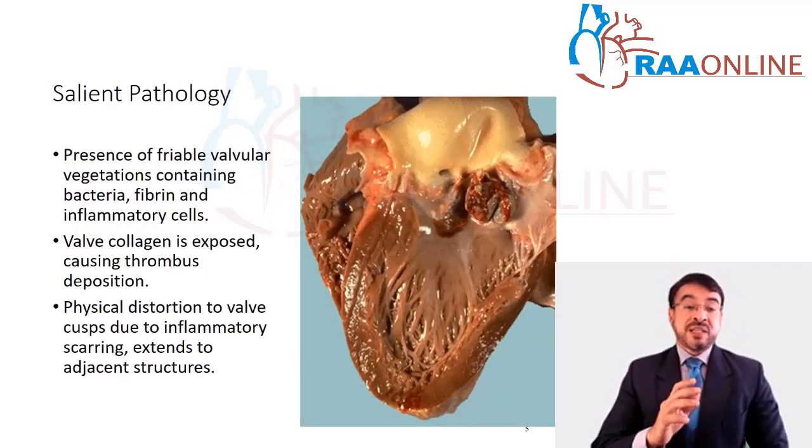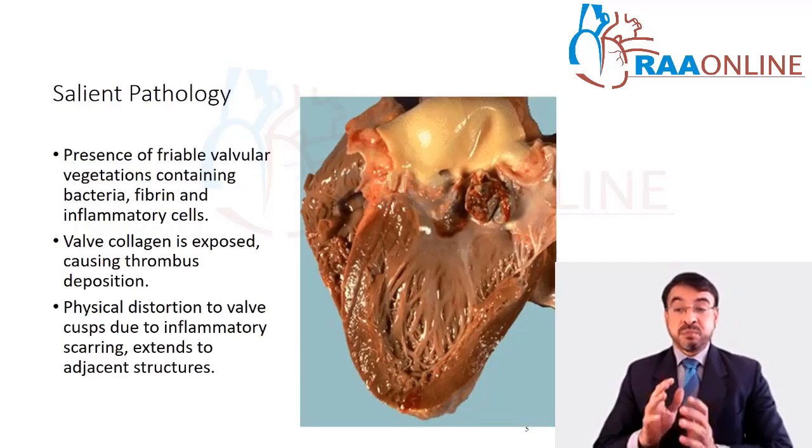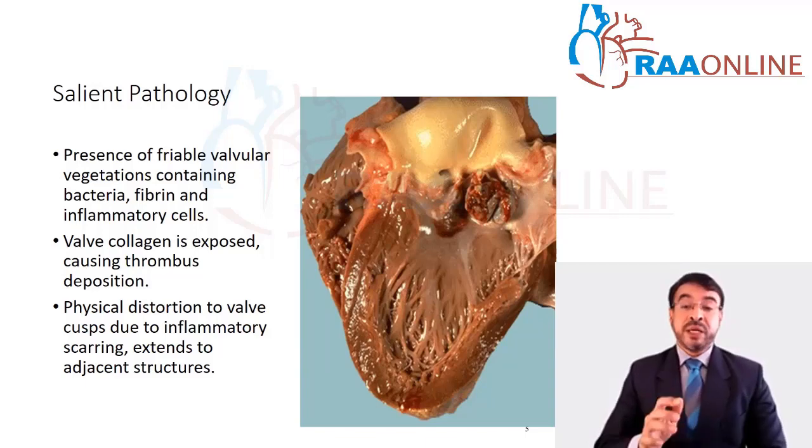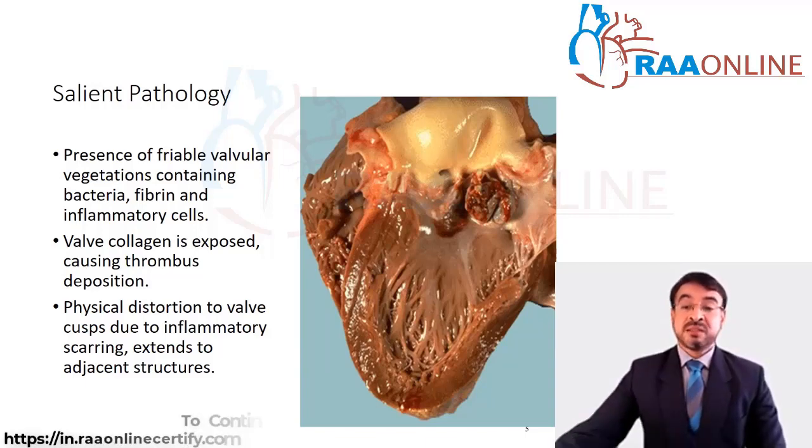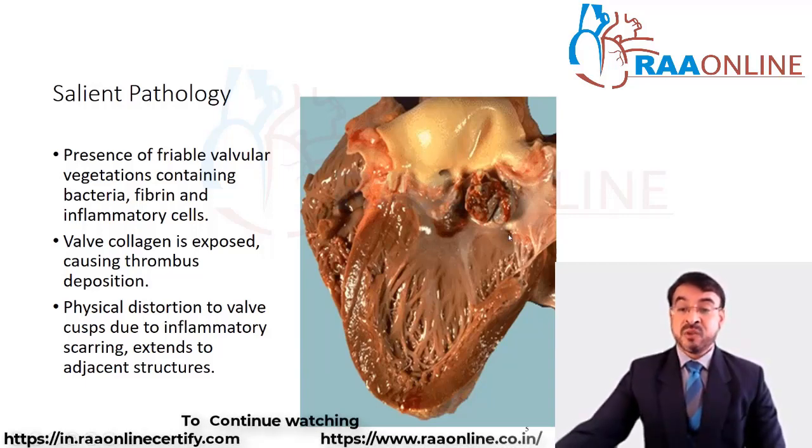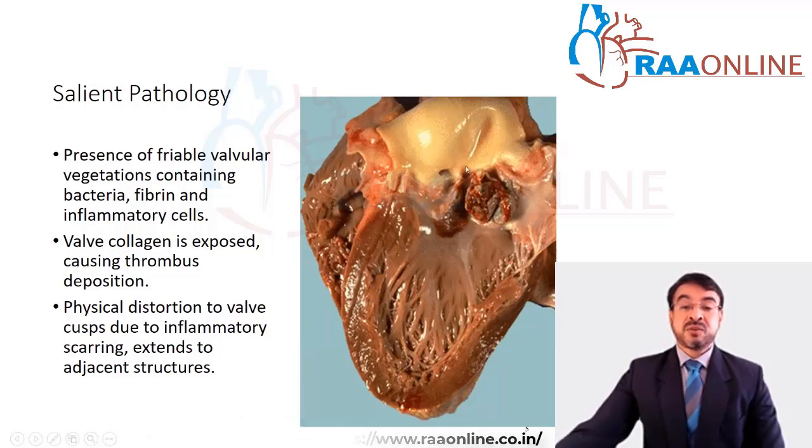As much as I'm going to discuss the pathological features in detail, the main salient pathology is this structure here. I hope you can see my pointer. This is a ventricle that has been cut open, and you can see a large irregular structure here. This structure is called a vegetation.